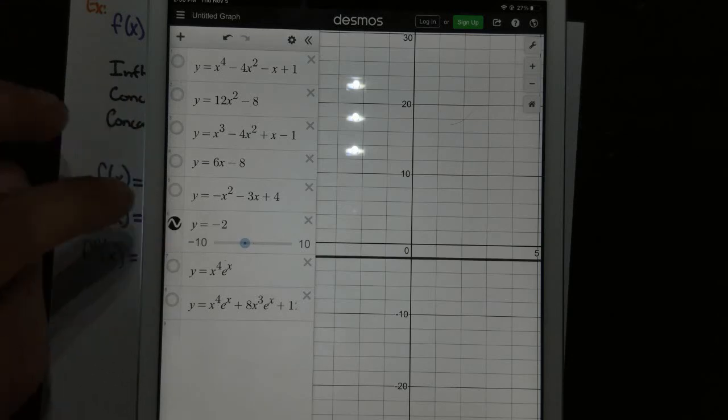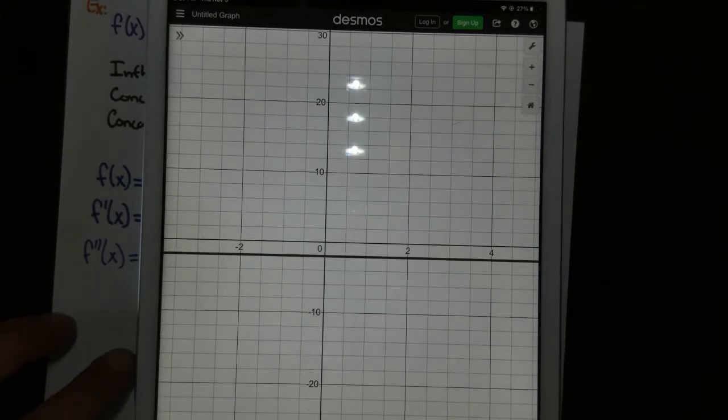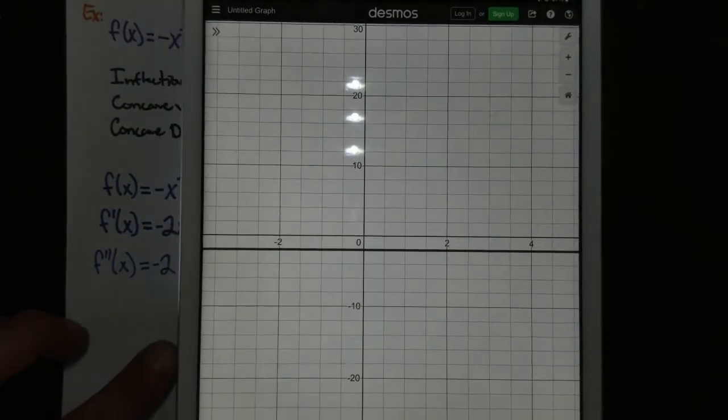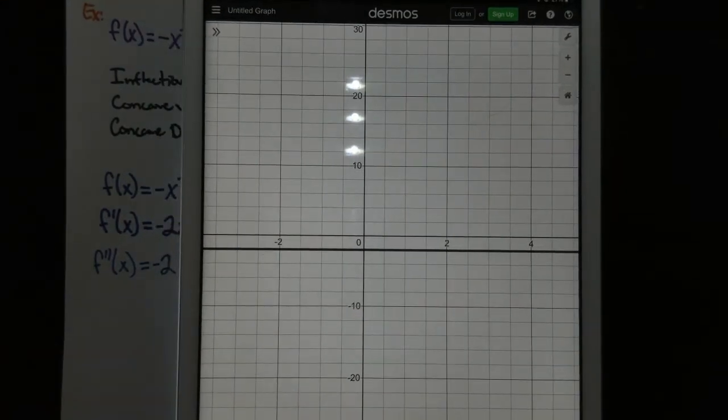We're on the third example. Okay. So here we have the graph of the second derivative. Notice it's just a flat line. It has a slope of 0. So this is what it's telling me. This is telling me that this function doesn't have an inflection point. It doesn't cross the x-axis, and it's concave down the whole time.